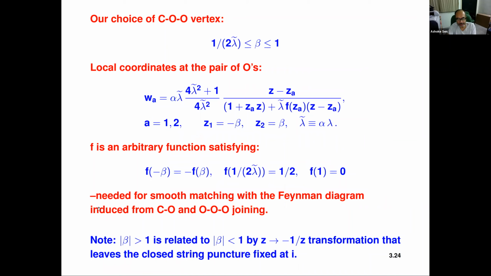So here, this is what I've said. This is needed for smooth matching with the Feynman diagrams that are induced from CO and OO joining. So what we see here is that we have now introduced a new parameter, but this is in fact a whole function, which labels string field theory data. This is a function of beta. And again, if we do things right, then the final answer should be independent of f of beta, even though intermediate answers could depend on f of beta.